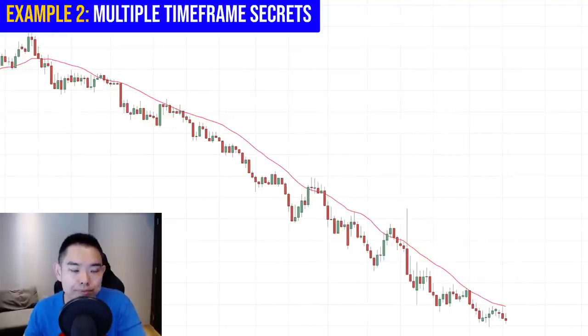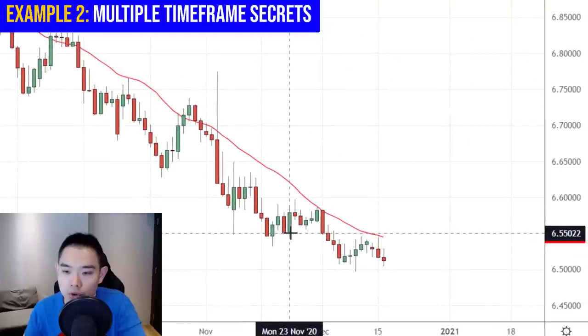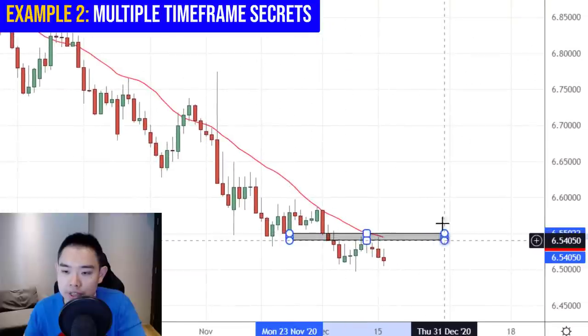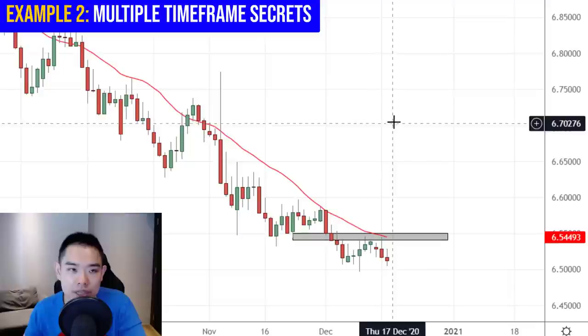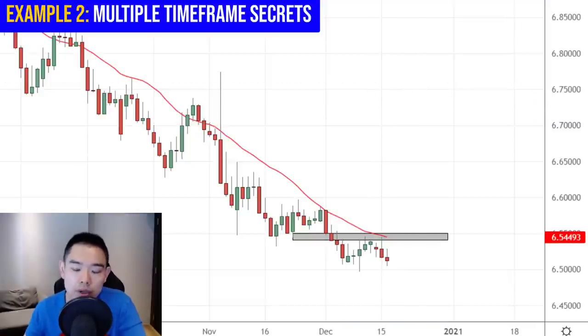But before I do it, I want to highlight this area because this is an area of value, the price testing the 20 MA over here. So let's draw this and highlight this as an area of resistance, okay? So now, once I have that, I will go down to a lower time frame, to the 4-hour time frame, and see what the market shows me.